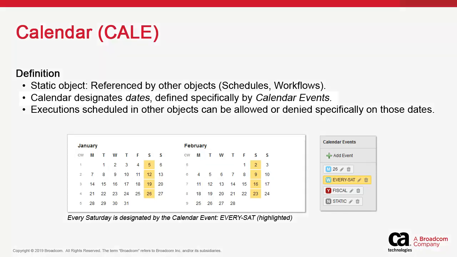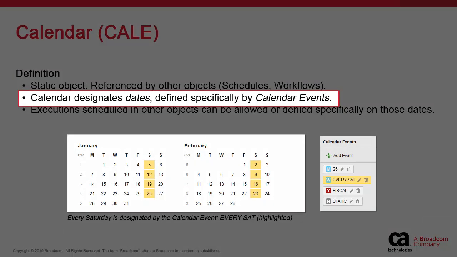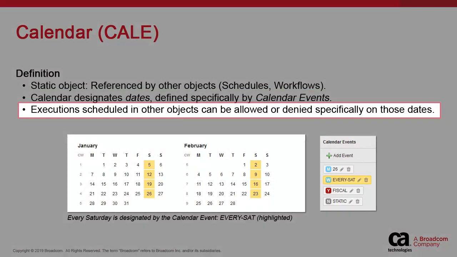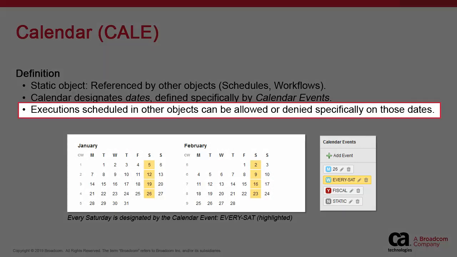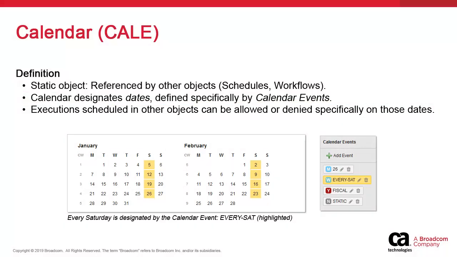The purpose of a calendar is to designate days. We build a calendar and define events. A calendar event designates any number of days based on explicit selection, say March 2nd, 4th, and 27th, or cycles, say every Saturday or the first of the month. The calendar itself is not referenced by workflow and schedule tasks. Instead, they reference the calendar events. By referencing, we simply mean this task can execute on days designated by the calendar events, every Saturday. The task will then execute every Saturday. We can also stipulate that the task should withhold execution on those days.